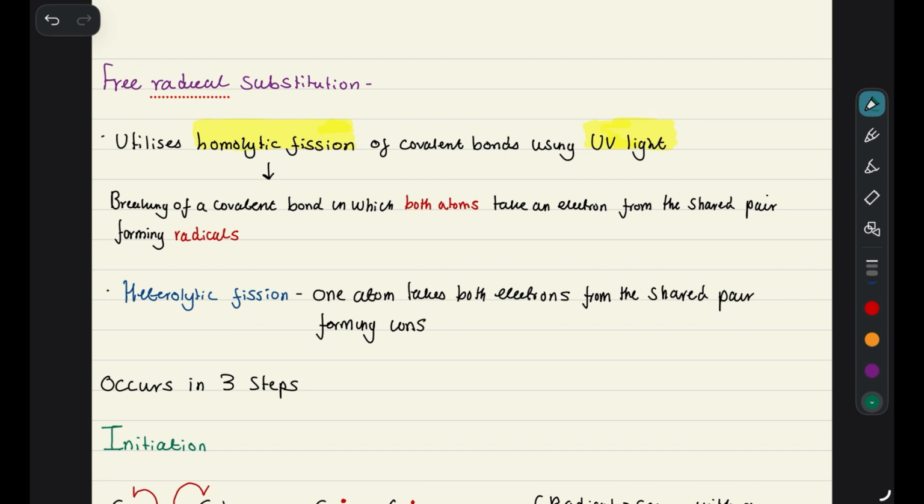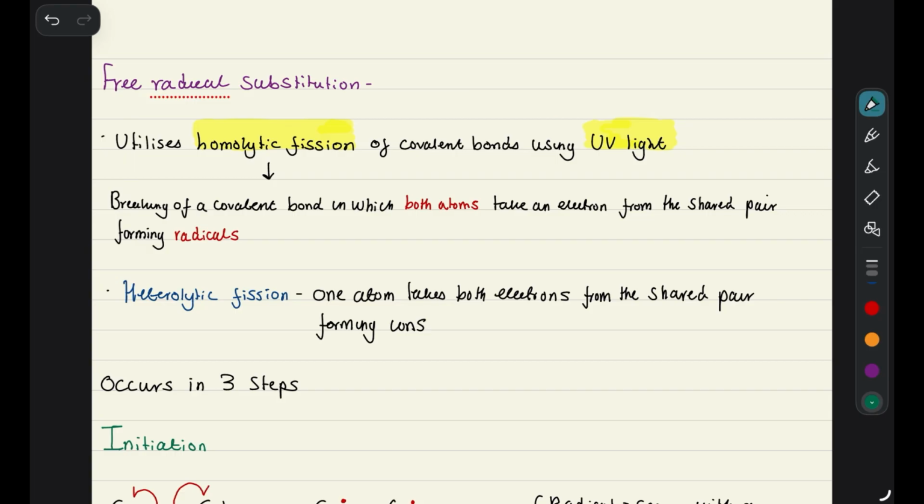form ions. Now, how do I remember that? I just think homosexual, someone who likes the same gender. So, homo, both of them get the same. Yeah? So both of them will get one of those electrons. Whereas hetero, obviously heterosexual is different genders, meaning that heterolytic fission, one of them is going to get something different to the other one. That's how I try to remember it.